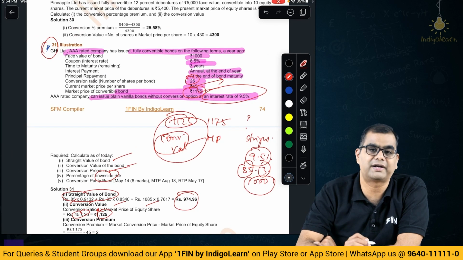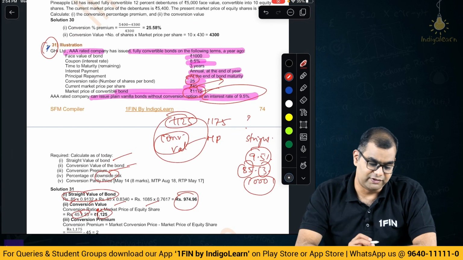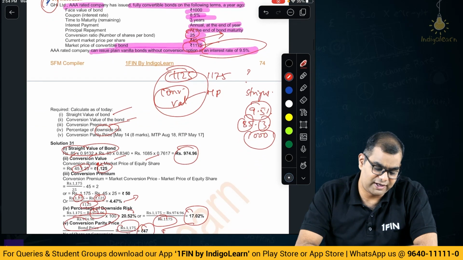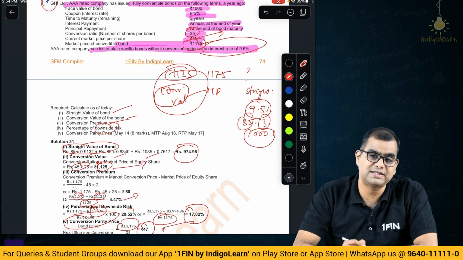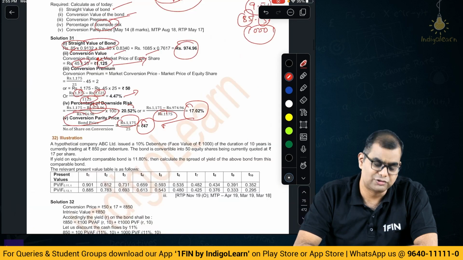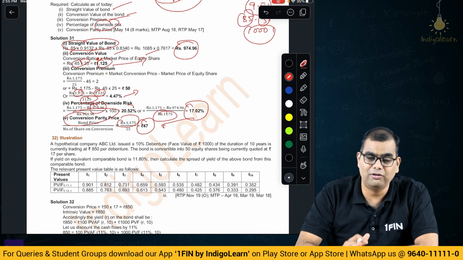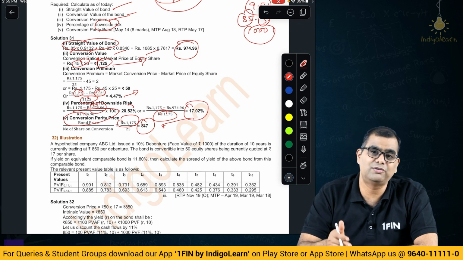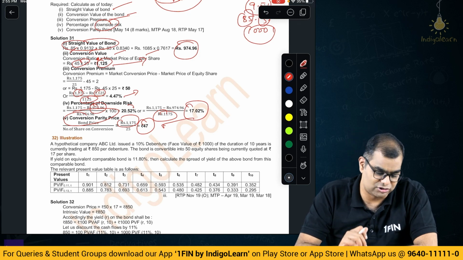But right now the current market price is only 45. So people will not convert because it is not making any sense to them. Why? They are getting a lower value. How much is the value that they are getting? They are getting only 1125, whereas the bond itself is giving you 1175. Okay. So they would rather sell it off in the market. However, if the exercise doesn't happen and equity shares are not taken, the value of the bond falls to 974. So you should keep that also in mind.